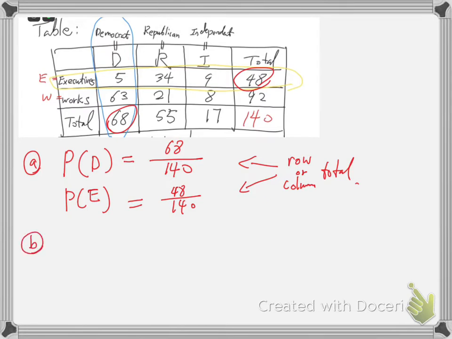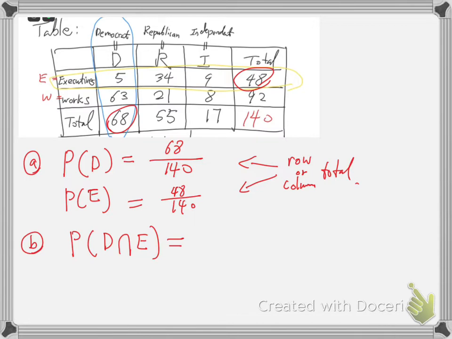Now the second case, where we have two letters. Then we may think about the union or intersection. The intersection is easier. Let's look at P of D intersect E, the two circles that I drew on the table. D is the Democrat, so that's everything in the blue circle, and E is the yellow, so it's everything in the yellow circle.